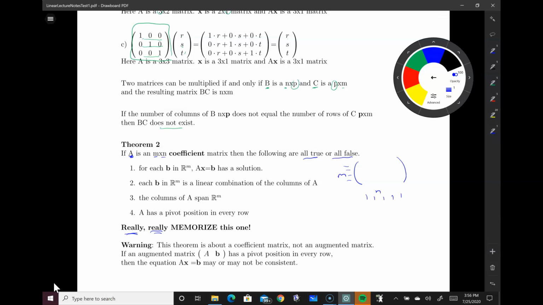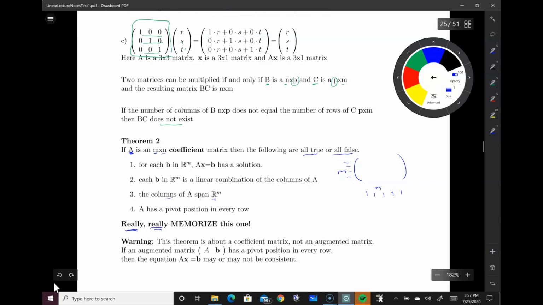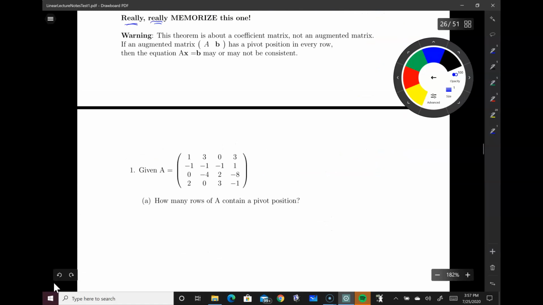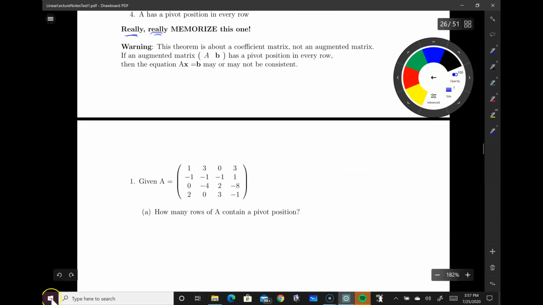For each b in Rm, Ax equals b has a solution. Each b in Rm is a linear combination of the columns of A, so it's in the span. And that's what this says: the columns of A span Rm. And this is a big one: A has a pivot position in every row. Okay, so this is about the coefficient matrix, not the augmented matrix, so make sure we know that. All right, we'll go on to the next video to start playing with that.